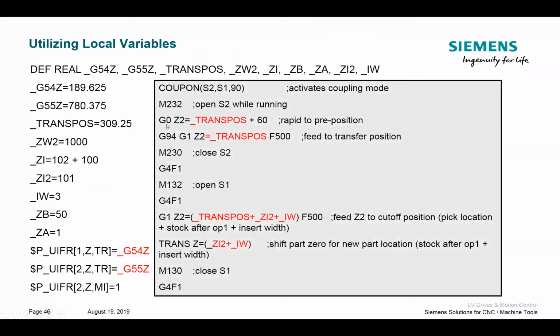For argument's sake, if we look here, when I was driving the Z2 to the pre-rapid position, instead of typing in the 309, I used that local variable in place of it. And then here I use the local variable again. Or maybe when we're doing the retract, I'm using the transfer position plus the ZI2, the 101, which would be the stock length after op1, plus the insert width, and now it knows how much to pull out. And this is where I can now compensate for this quickly in my trans location as well.